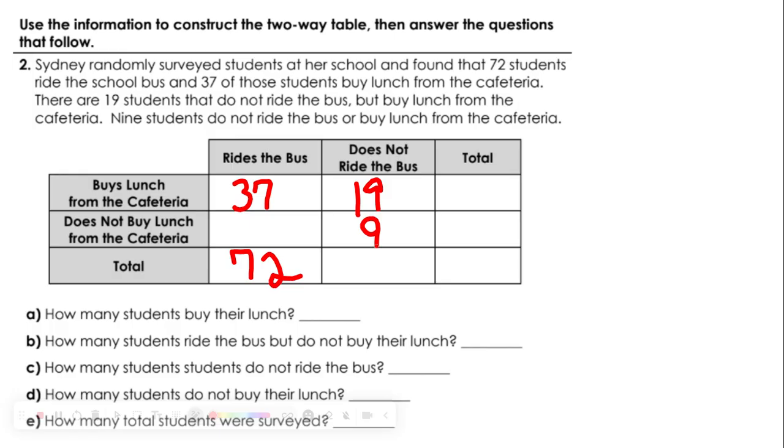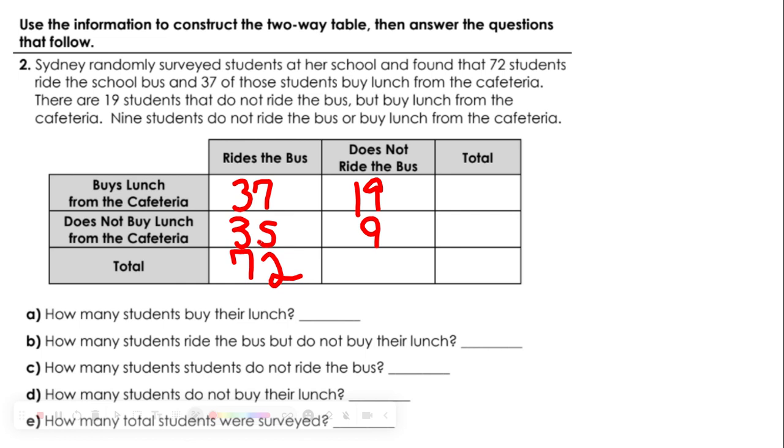Now, they want us to find the rest of the table. Okay, so look at the ride the bus. We have the total. The total is 72. The buys lunch from the cafeteria is 37. So to find something on the inside, I often call that the guts of the table, we're going to subtract. We're going to do 72 minus 37, and this has to be 35 because those two numbers, 37 and 35, have to add up to 72.